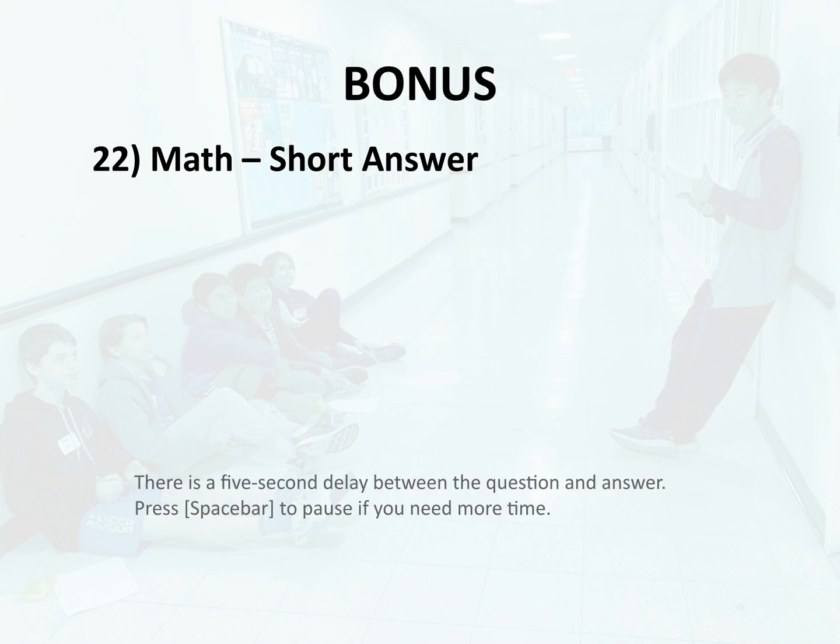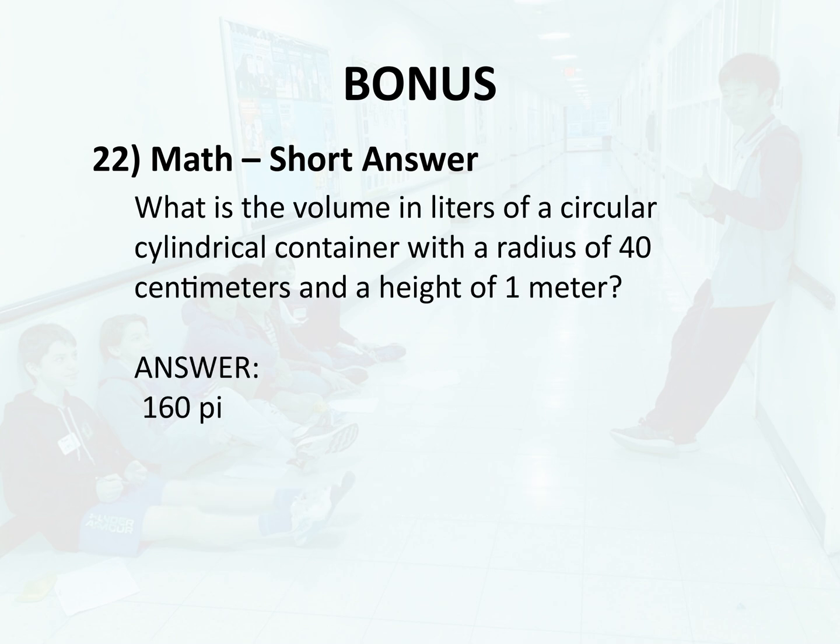Bonus 22. Math, short answer. What is the volume in liters of a circular cylindrical container with a radius of 40 centimeters and a height of 1 meter? Answer: 160 pi.